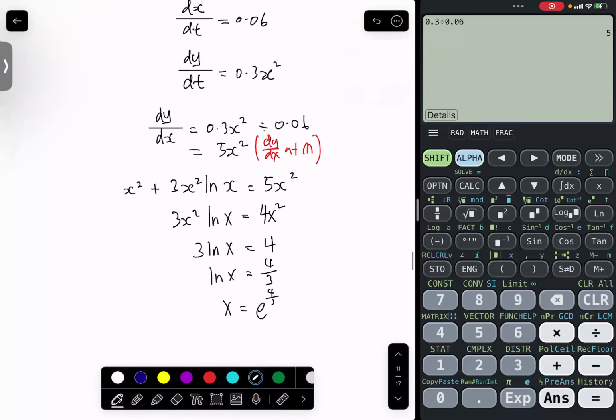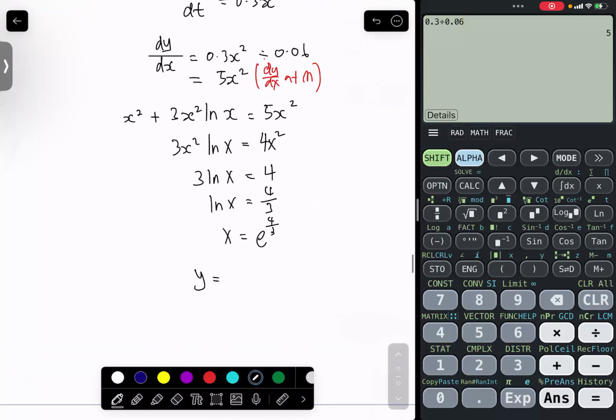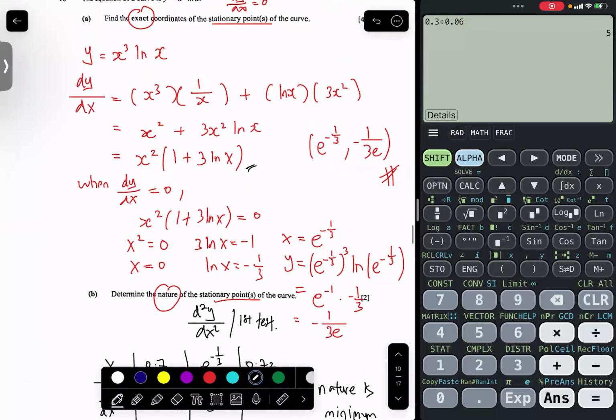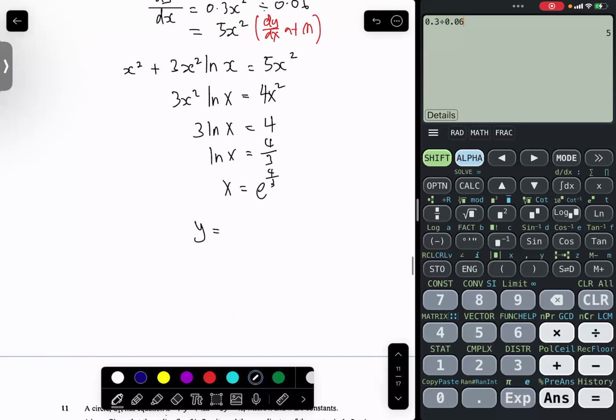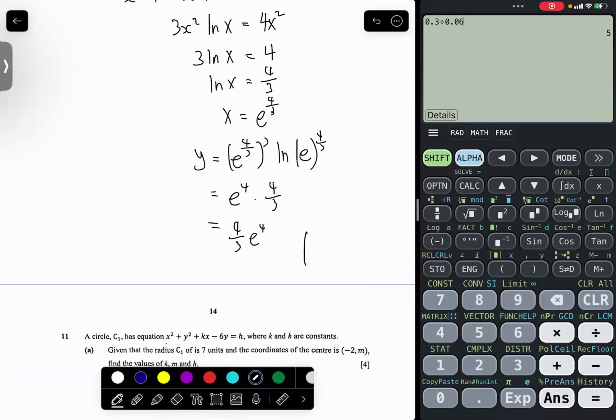So for the exact coordinates, x is equal to e^(4/3), and y equals x³ ln x. So (e^(4/3))³ ln e^(4/3). That will be e⁴ times 4/3, so 4/3 e⁴. So the coordinates will be (e^(4/3), 4/3 e⁴).